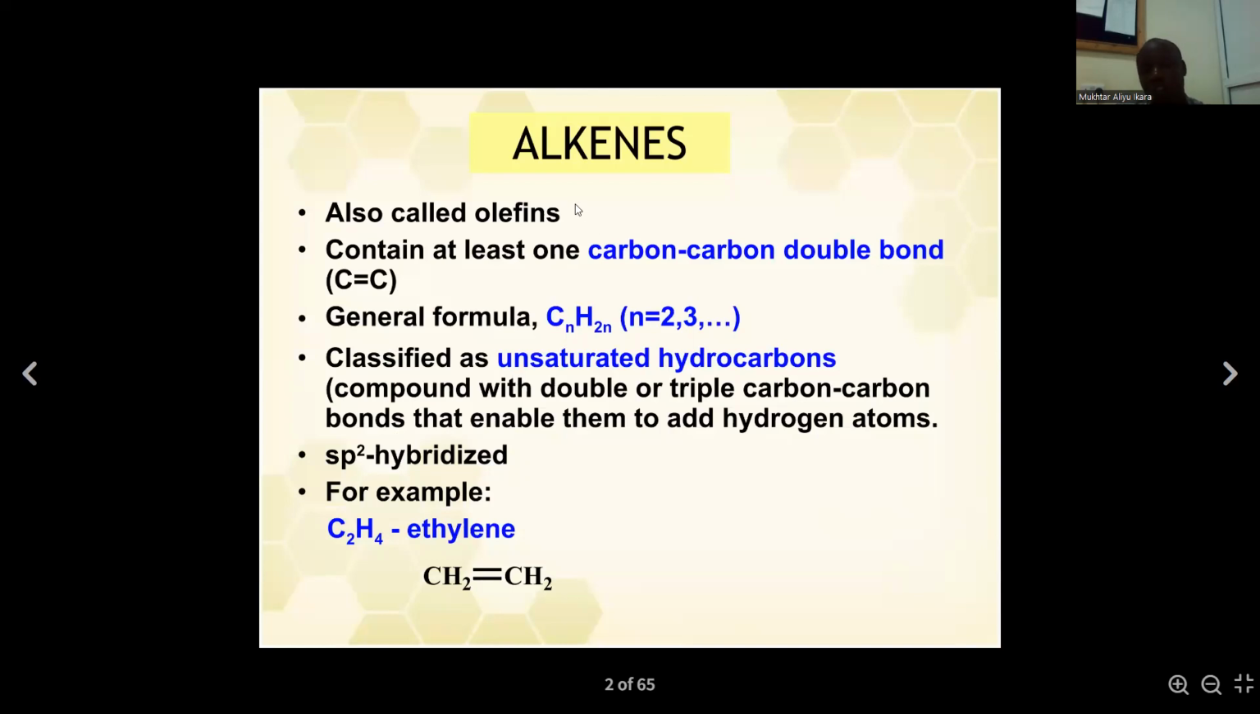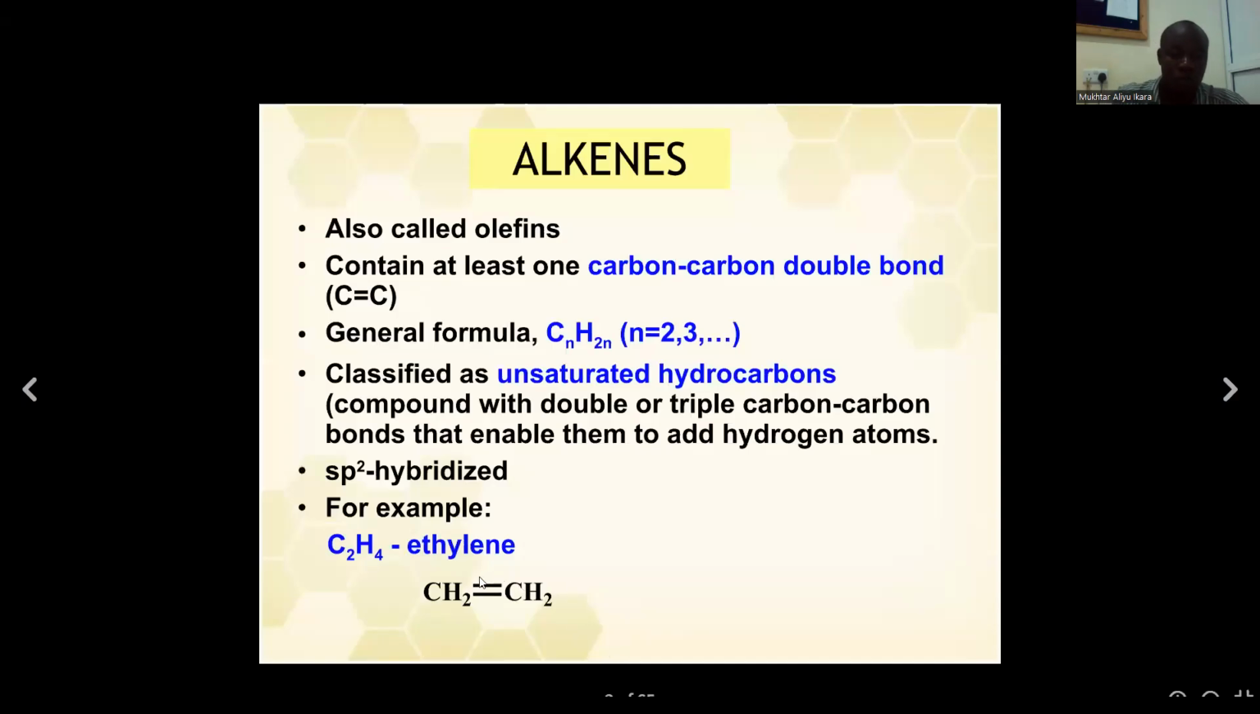Under alkenes, these things are important. Number one, they are called olefins. They must have at least one double bond, and they have a general formula of CnH2n. The value of n always starts from 2, so alkenes don't have a one carbon compound. They are classified as unsaturated hydrocarbons, and examples of these alkenes follow. They are also considered unsaturated because they are deficient in hydrogen atoms, and they are sp2 hybridized.